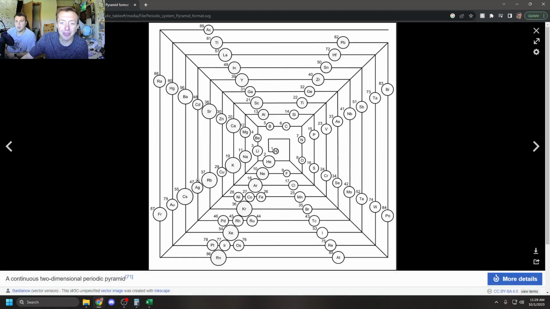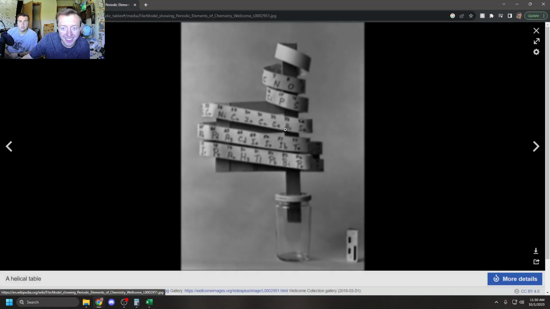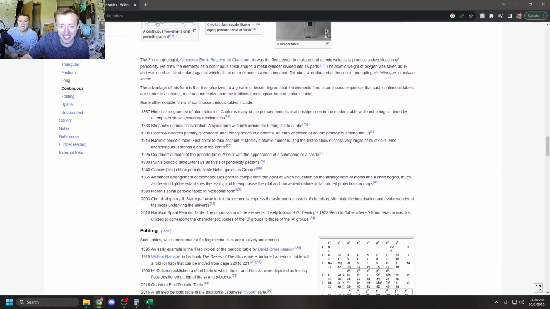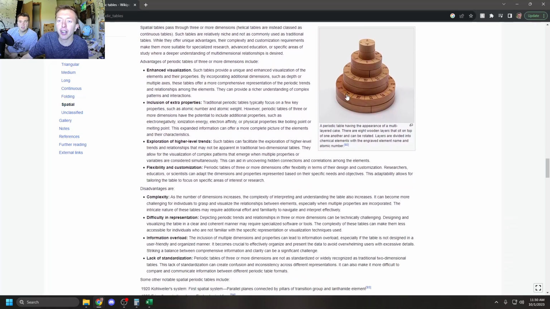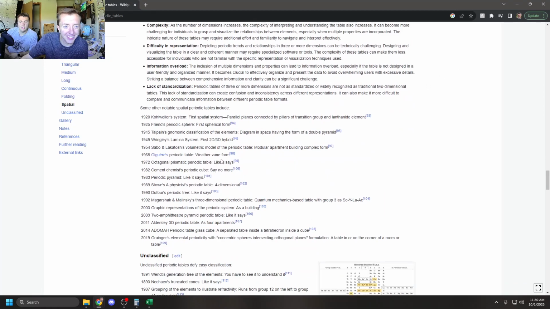Oh yeah, here's this one for you, the optical illusion type thing. What are they trying to show me here? Continuous two-dimensional periodic pyramid. Look at that one, it's three-dimensional. See, there's some cool nifty ways to do this. Looks like a pain in the ass. I'm telling you, it's like an art. But why?